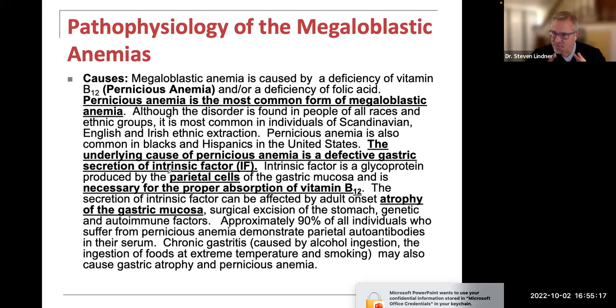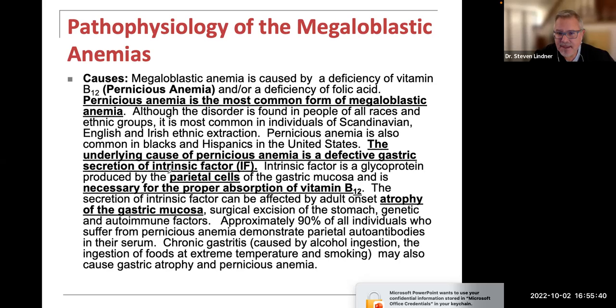Okay, and it's finally absorbed somewhere around the ileocecal valve, in that region where the ileum and the cecum come together. That's where most of the B12 absorption takes place, which is why a lot of people with Crohn's disease, where it attacks that region, can have a malabsorption of B12.